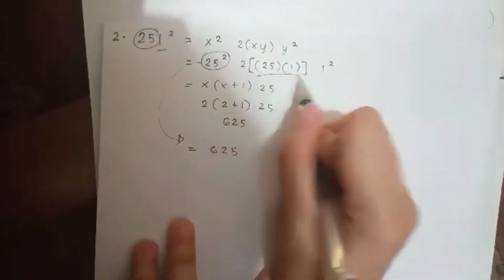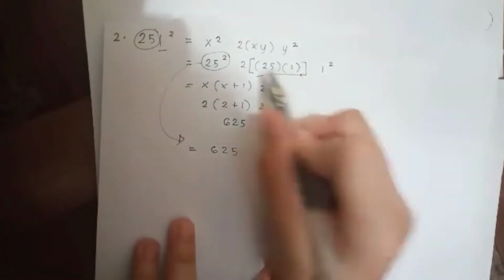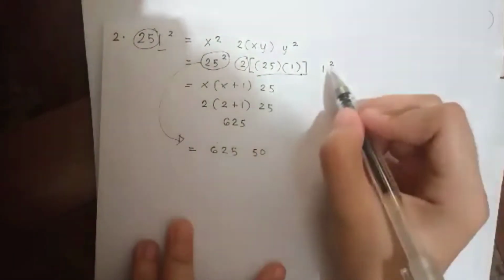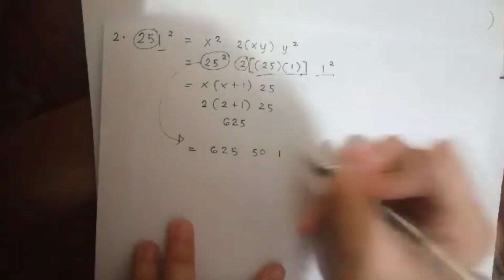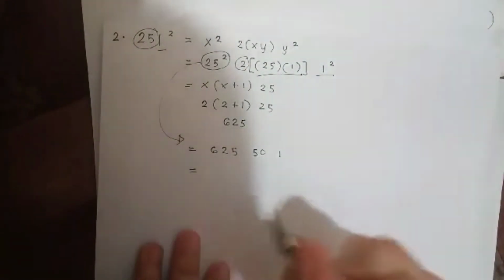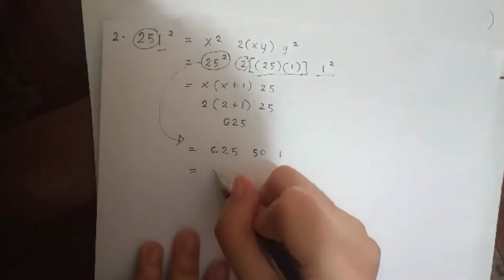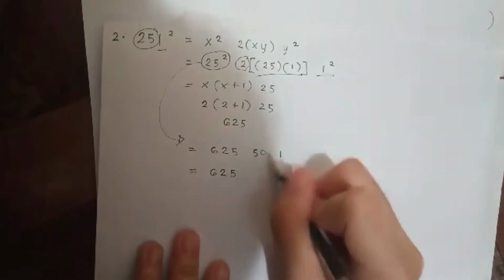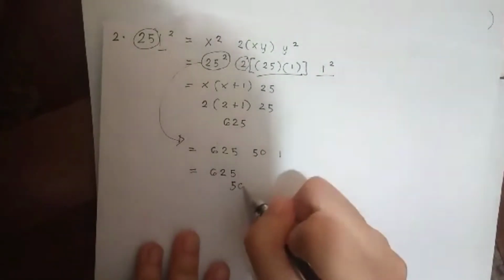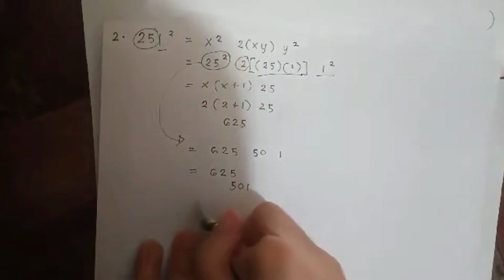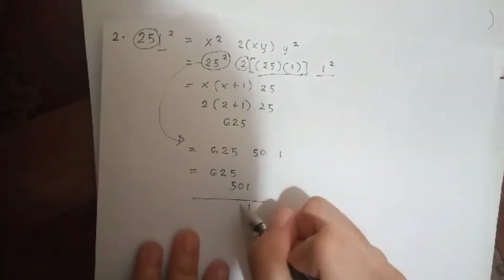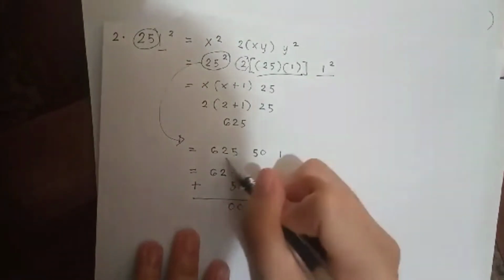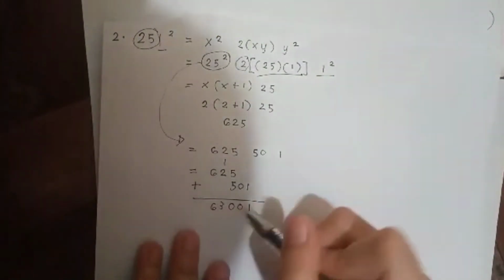And 25 times 1 is 25. Multiplied by 2, that is 50. And 1 squared is just 1. So, apply what we have done in number 1. So, we copy 625. And we're going to add 50 right here. And the 1. So, that's 1, 0, add, we have 10, 3, 6.